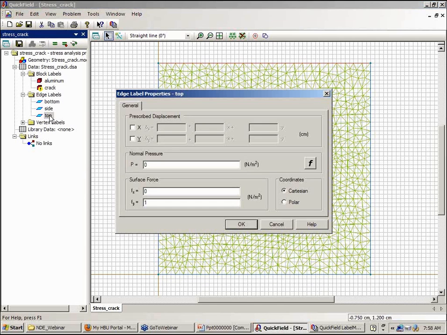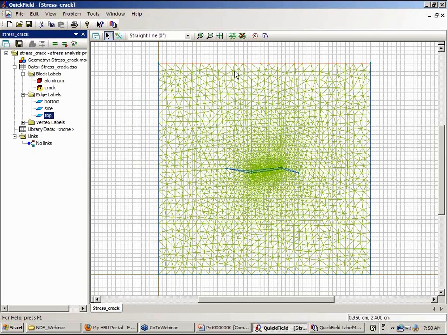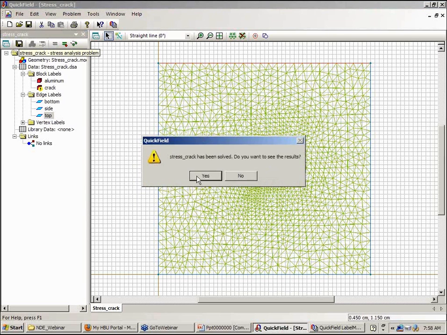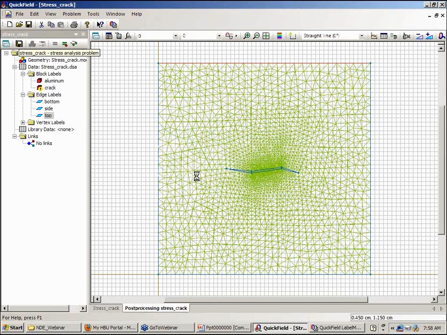And on the top of the model, I'm describing a force that's acting in the Y direction of 1 Newton per square meter. So this is like a sample in a tensile testing machine that's being pulled upward here. Now we can look at the stress distribution. It's already been solved, but I resolved it here.